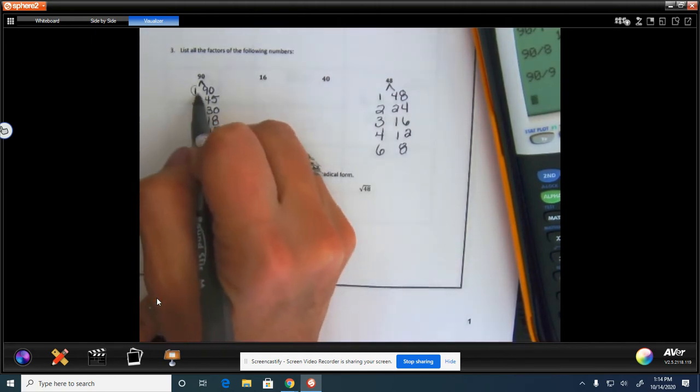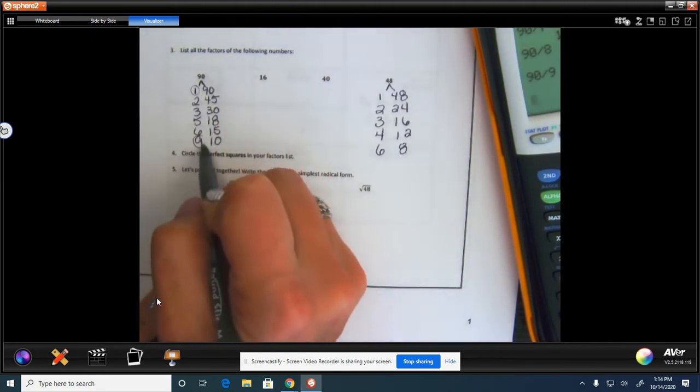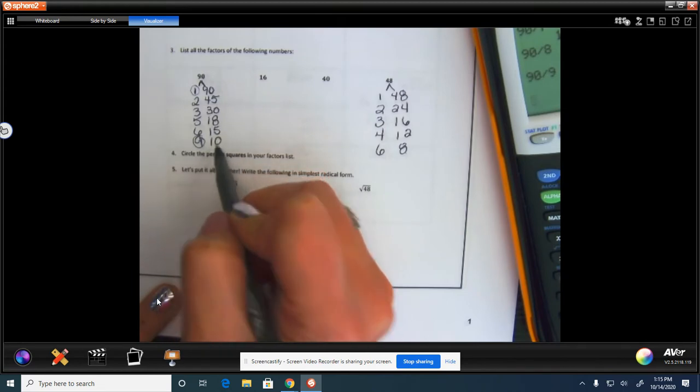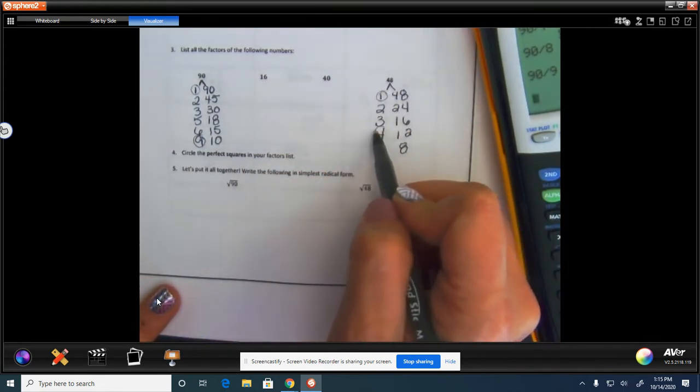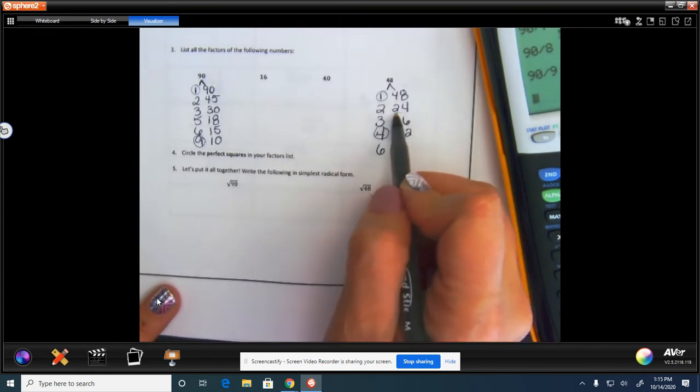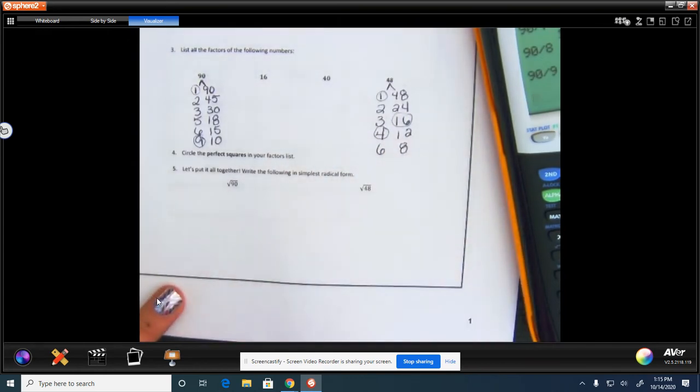Okay? Now, I want you to do these two on your own, and then once you finish that, I want you to go through and circle all of the perfect squares in your factor lists. So I'm going to go to this one. I've got 1, I've got 9, and that's it. And over here I have 1, I have 4 is a perfect square, 16, and that's it.